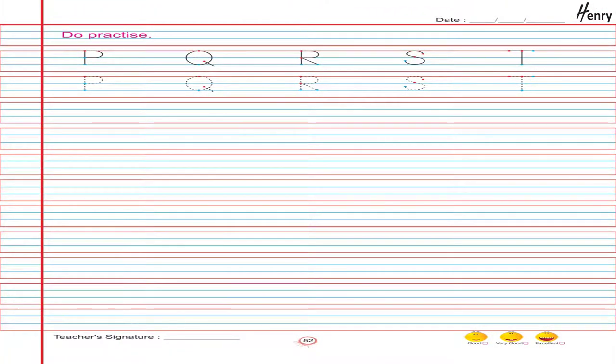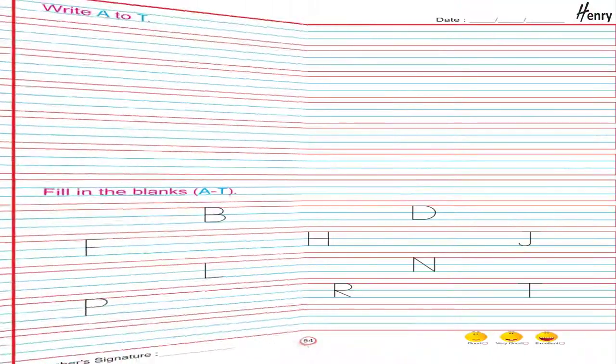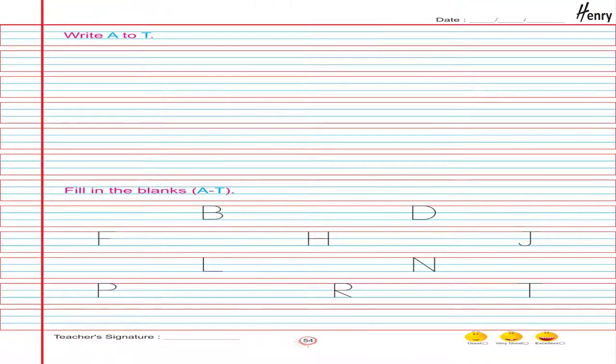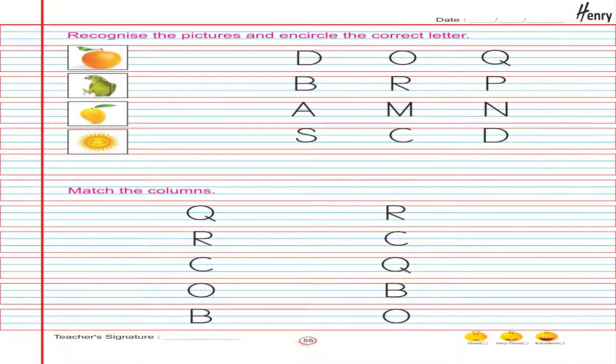Do practice. Write A to T. Write A to T. Fill in the blanks. A to T. Recognize the pictures and encircle the correct letters.